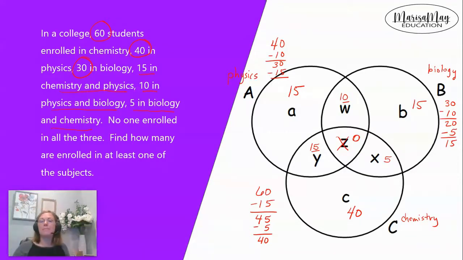So the question is, find out how many students are enrolled in at least one subject. At least one subject, that's just going to be the sum of all of them. So you're just going to add up all of the regions here. And when you add those up, I think you get 100. Check me on that. But I hope this helps you break down this Venn diagram.